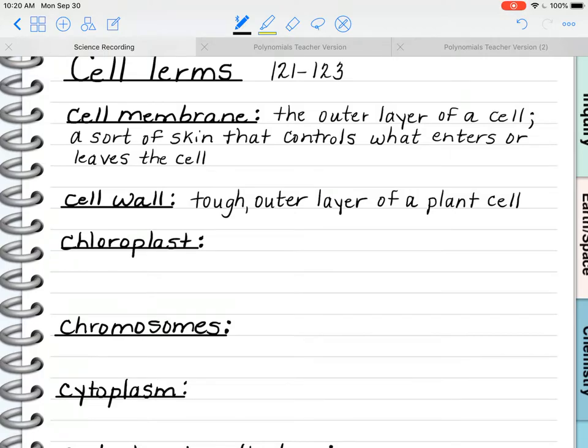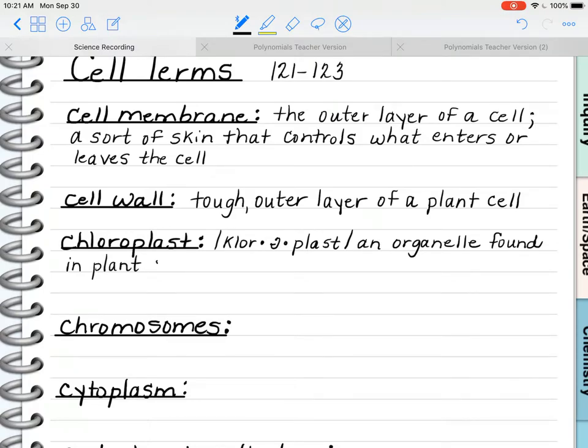A chloroplast. And let me sound this one out for you. Chloroplast. A chloroplast is another plant cell structure. It's an organelle, and we'll talk about what that means as well when we get into our diagrams. An organelle found in plant cells. You won't find a chloroplast in an animal cell.